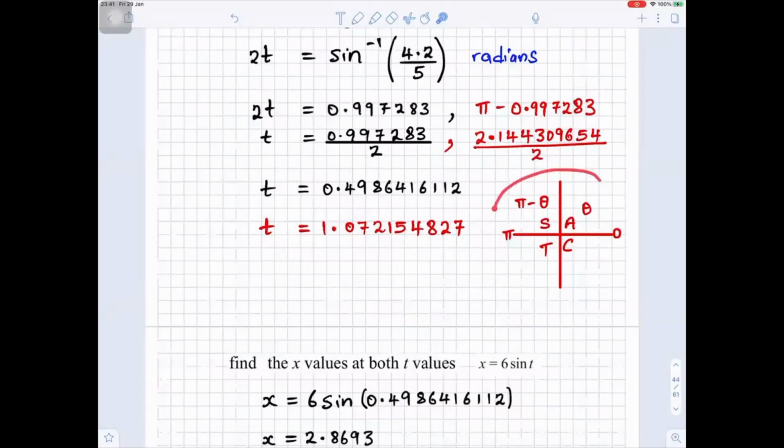But sine is positive in the first and second quadrants. If you look at the CAST diagram there, sine is positive in the first and the second quadrant. So in the first quadrant it is 0.9972, and in the second quadrant it is pi minus 0.9972. So when we want to get t, it's times 2, and the opposite of times 2 is divided by 2. That will give you 0.4986. And with this one, we divide by 2 as well, so that will give us 1.072. So we've got the two values of t.